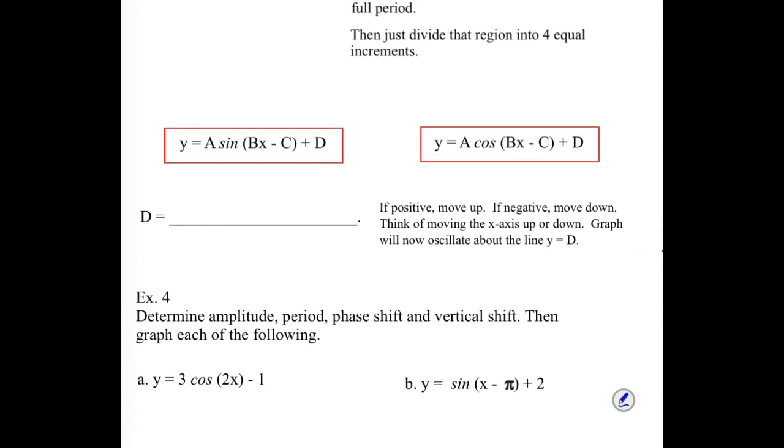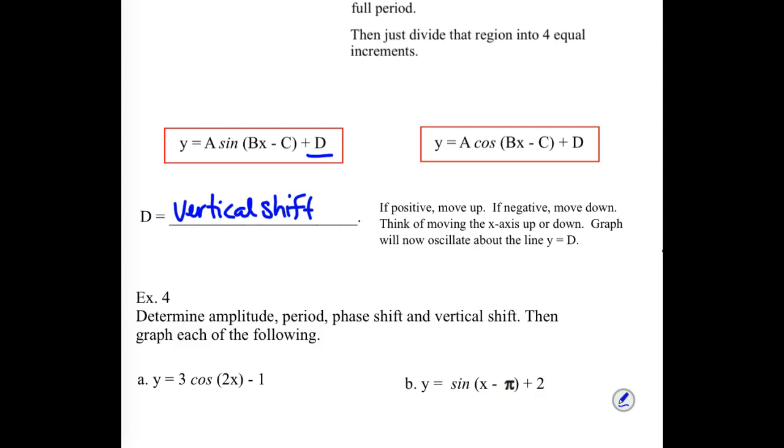The last transformation is our D piece. That is a vertical shift. That would just take our graph and pick it up, move it up or down. If it's positive, it moves up. If it's negative, it moves down.